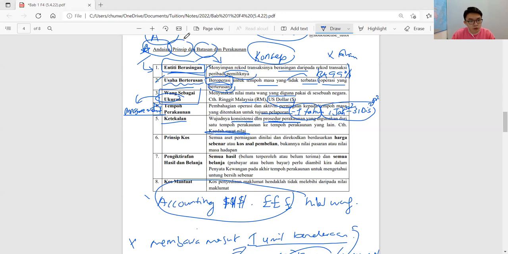5. Okay, let's go. Okay, so I will continue. 6 prinsip cost. So prinsip cost, we'll call it a cost sejarah. So what is prinsip cost? Let me explain to you.